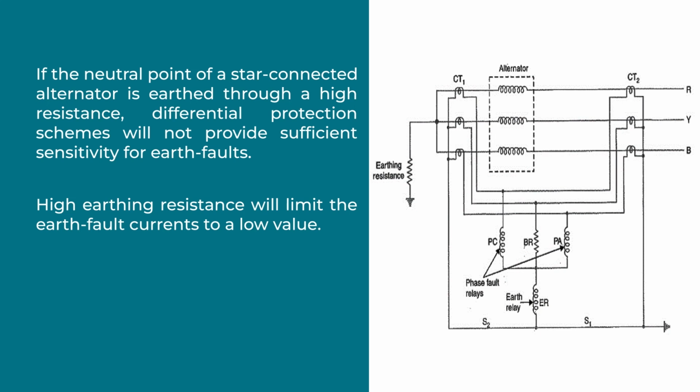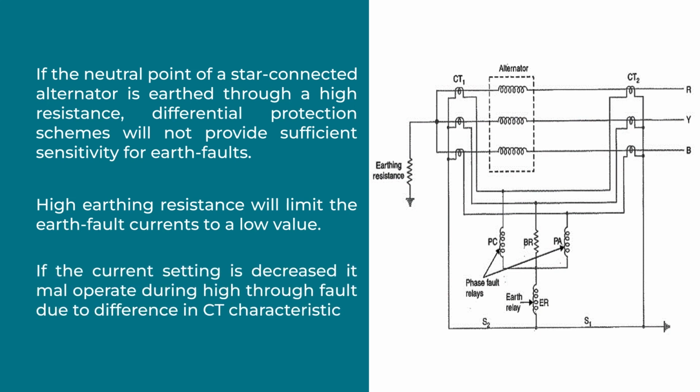It is because high earth resistance will limit the earth current to a low value, necessitating a relay with a low current setting if an adequate portion of the generator winding is to be protected. However, if the current setting is decreased, it maloperates during a high through fault due to the difference in CT characteristics. In order to overcome this difficulty, a modified form of differential protection is used in which the setting of earth fault is reduced without damaging the stability. Under that, a separate earth fault relay is used to detect the ground fault.